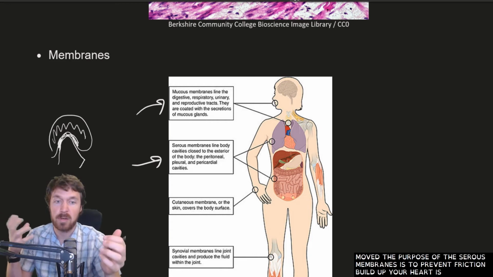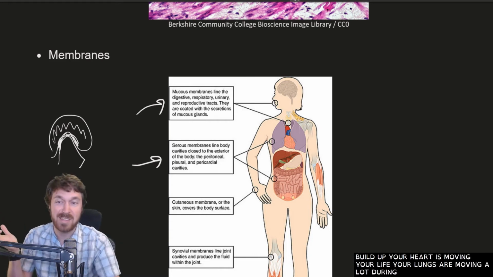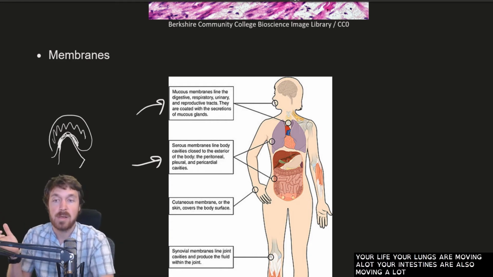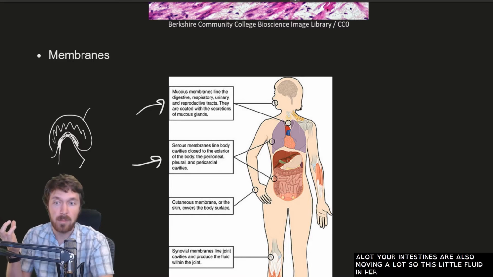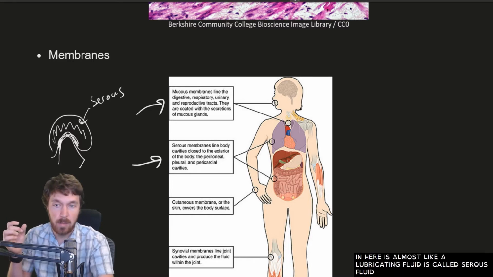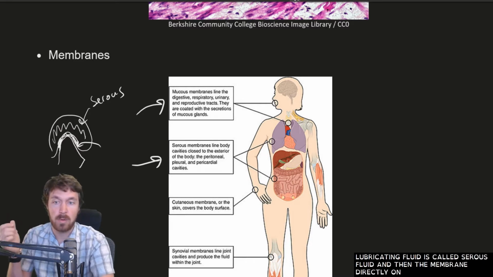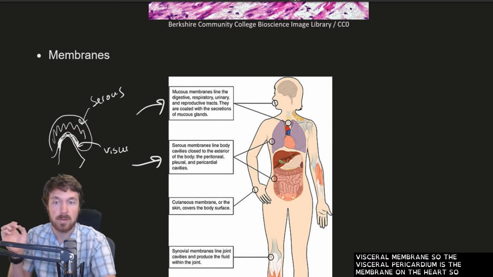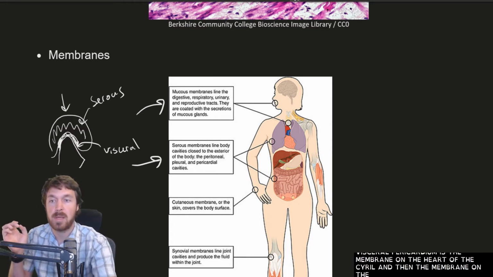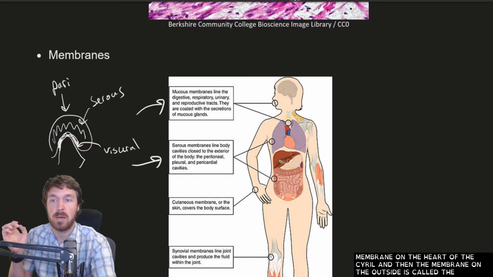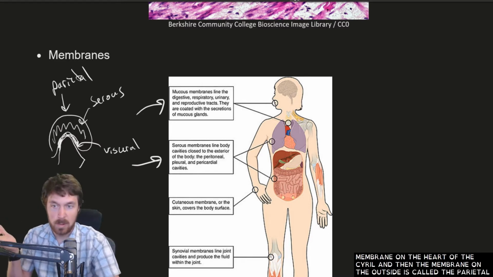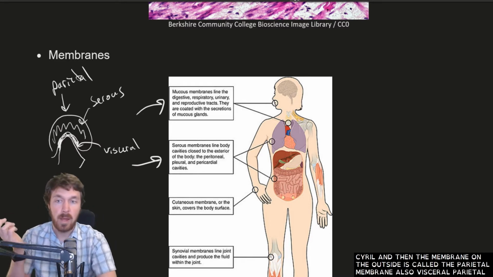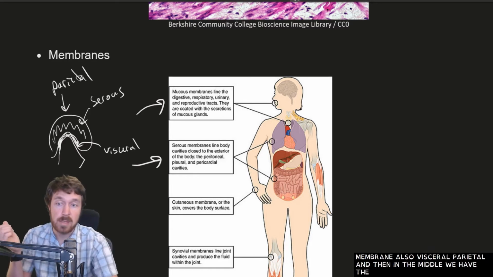Your heart is moving a lot. Your lungs are moving a lot. Your intestines are also moving a lot. So this little fluid in here is almost like a lubricating fluid. This is called serous fluid. And then the membrane directly on the organ is called the visceral membrane. So the visceral pericardium is the membrane on the heart, so visceral. And then the membrane on the outside is called the parietal membrane. So visceral, parietal, and then in the middle we have the serous fluid.